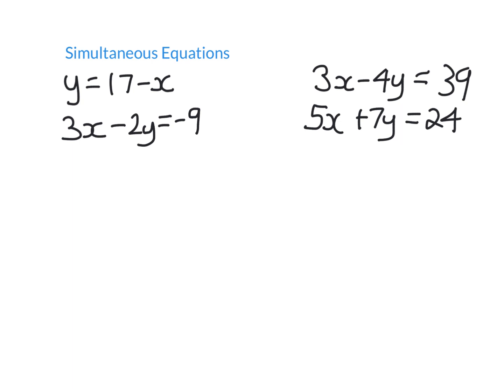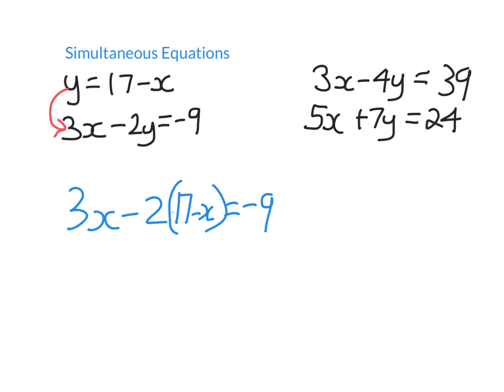I just think it's easier to use substitution when x or y is the subject and use elimination when that's not the case. So to use substitution, you substitute one equation into the other. I'm going to substitute this equation into that equation. So I take my second equation here. Because the first equation said y is 17 minus x, everywhere I see a y here, I'm going to replace it with 17 minus x. Always use brackets when you're substituting an equation.